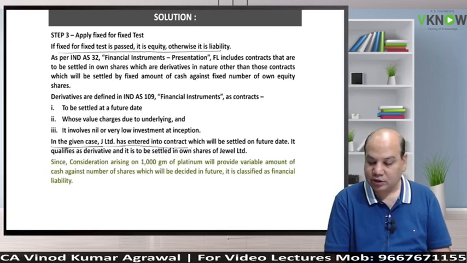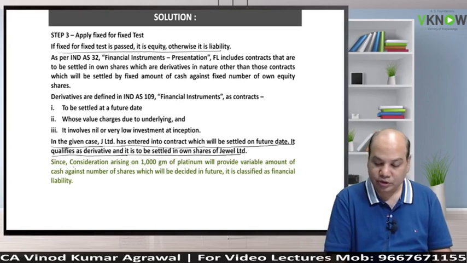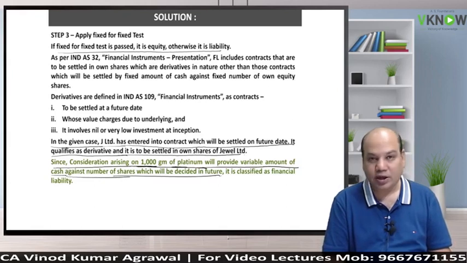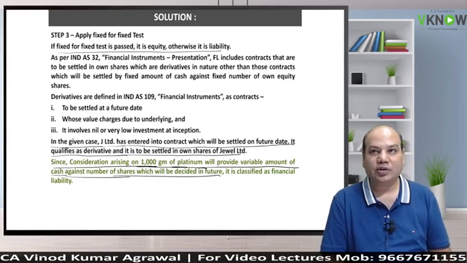J Limited has entered into a contract which will be settled at a future date. It qualifies as a derivative and it will be settled in own shares. Since the consideration arising on 1000 grams of platinum will provide a variable amount of cash against the number of shares, which will be decided in future, it is classified as a financial liability.